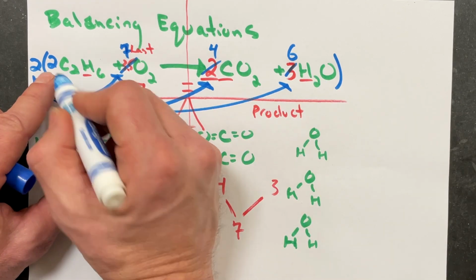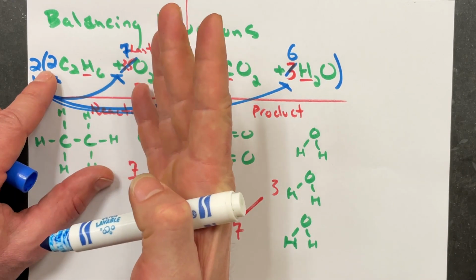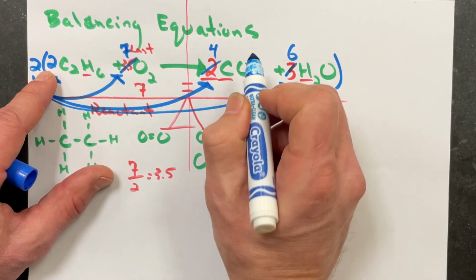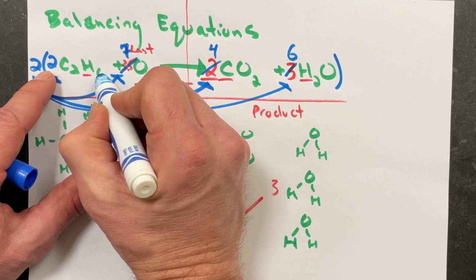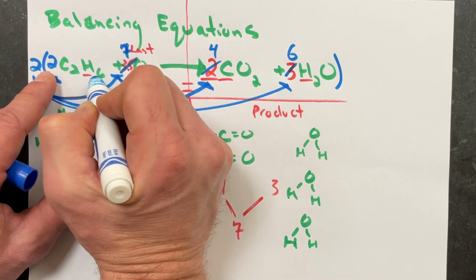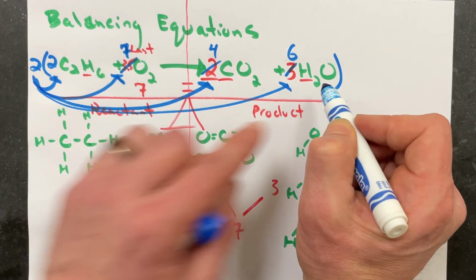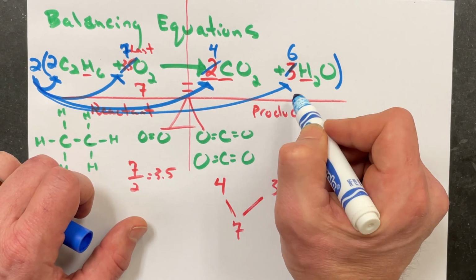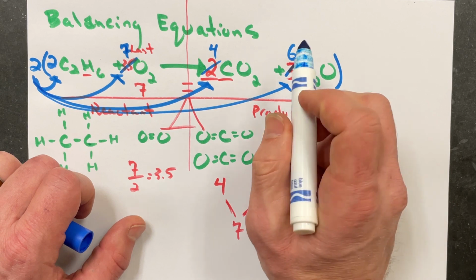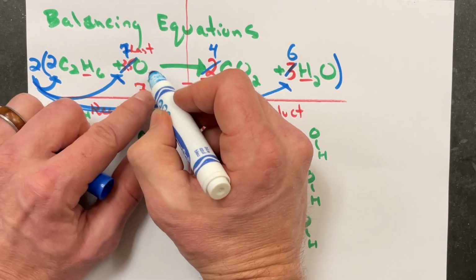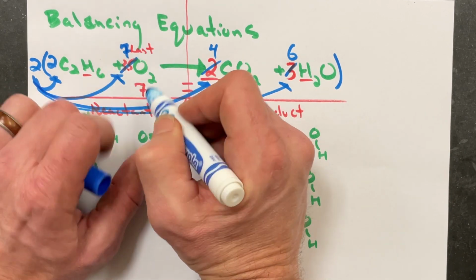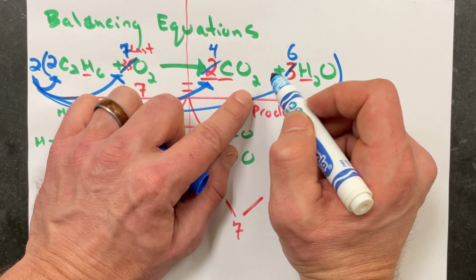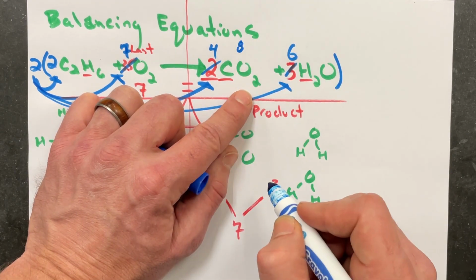2 carbons 2 times is 4 carbons, and 1 carbon 4 times is 4 carbons. That one's good. Hydrogen, 6 hydrogens 2 times is 12 hydrogens. 2 hydrogens 6 times is 12 hydrogens. That one's good. And then lastly, we have 2 oxygens 7 times, that's 14 oxygens. And right here we have 8. I'll jot these down because there's going to be 2 of them.